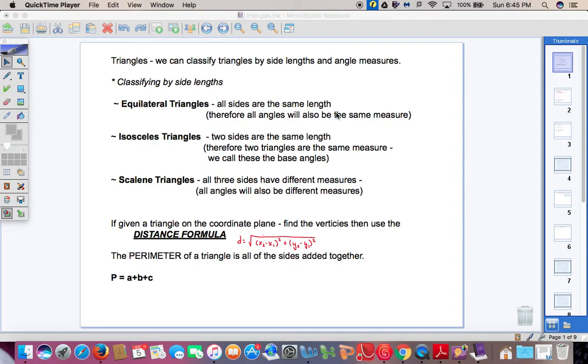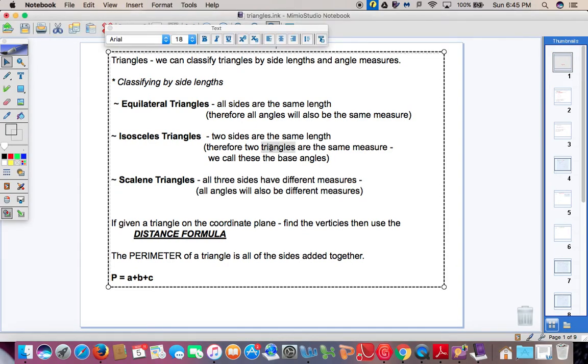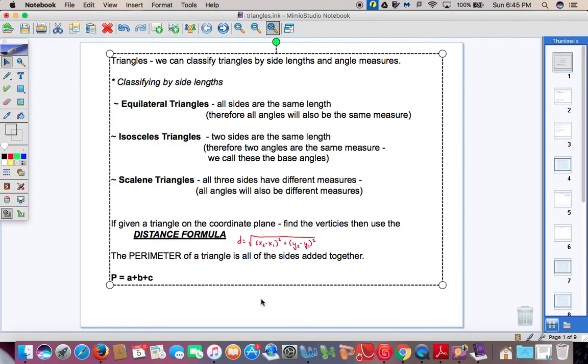They would all be 60 degrees, each angle, but the side lengths could vary. But if they are all the exact same, then you would have three angles that are exactly the same as well. Now, an isosceles triangle has two sides that are the same length, and that third side can be any length at all. If two sides are the same length, then two angles would also be the same measure. And we call these angles the base angles.